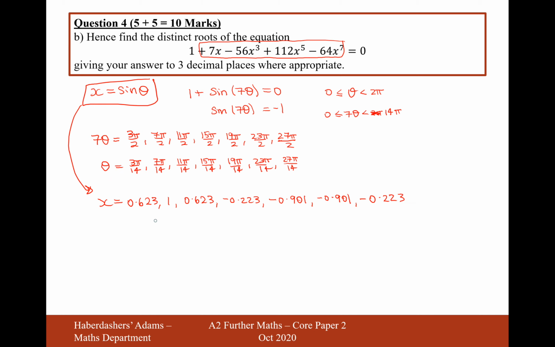So therefore we've got some repeated roots, yes, but our final answers here are 0.623, 1, minus 0.223, and minus 0.901. So there we are, that's the answer to part B, and that's the answer to question 4, worth 10 marks in total there. Let's now move on to question 5.